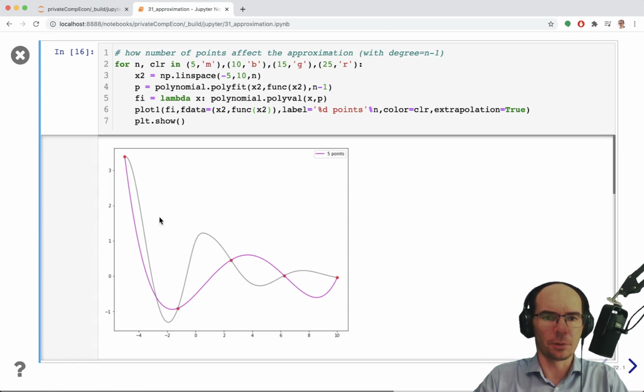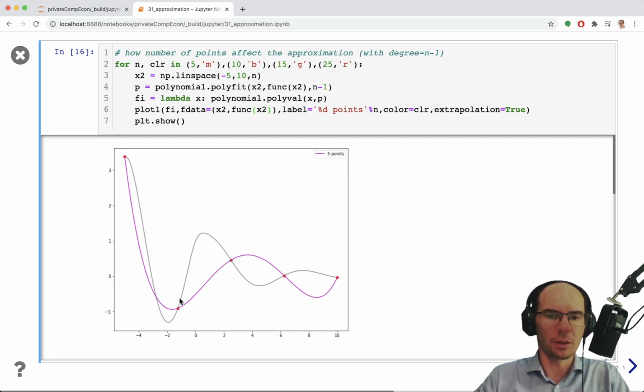So what do we have here? With 5 points, the approximation is quite poor. So it's still the polynomial approximation, right? The approximating polynomial goes through all of the points that we've calculated on the function of interest. It's going to be a value function later.